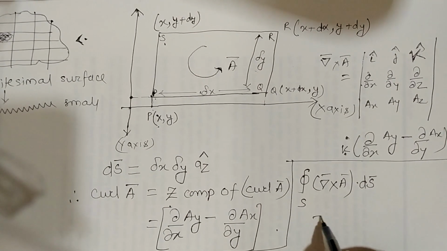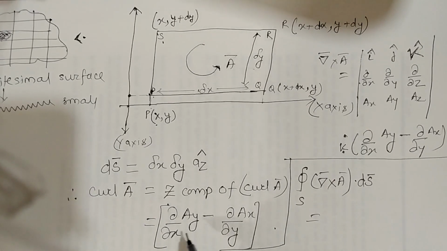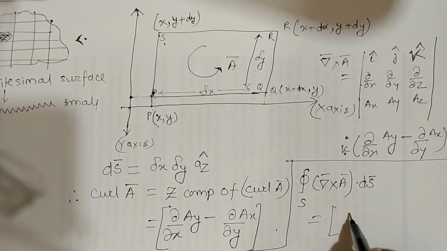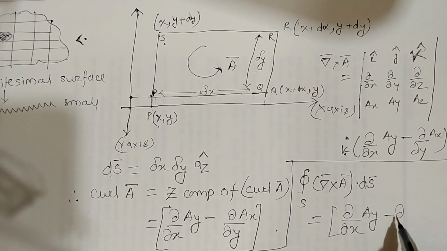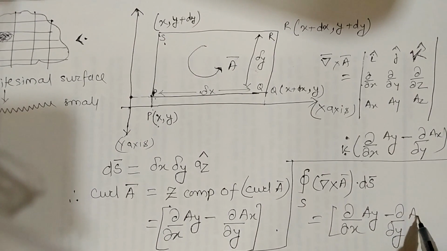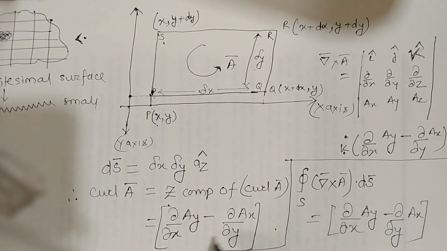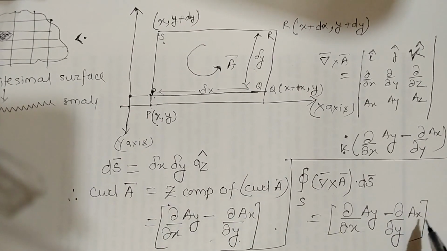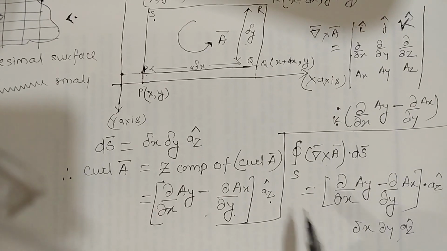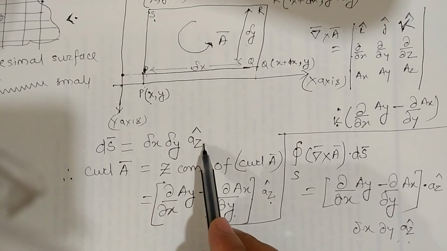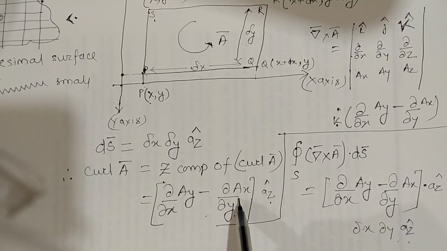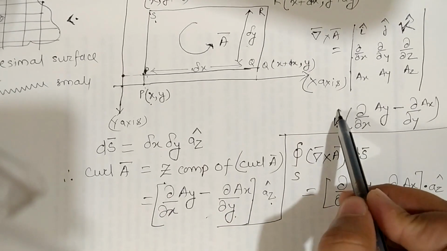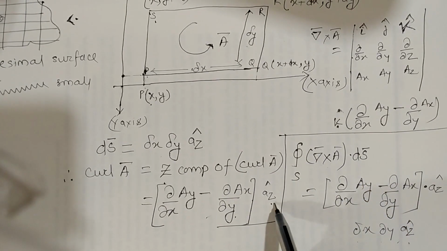so it will be equal to del by del x of Ay minus del by del y of Ax. So this will be the value for this one, and dS bar will be delta x delta y az cap, and the z component will be del by del x of Ay minus del by del y of Ax az cap, because this is your k cap over here. So k cap means az cap.